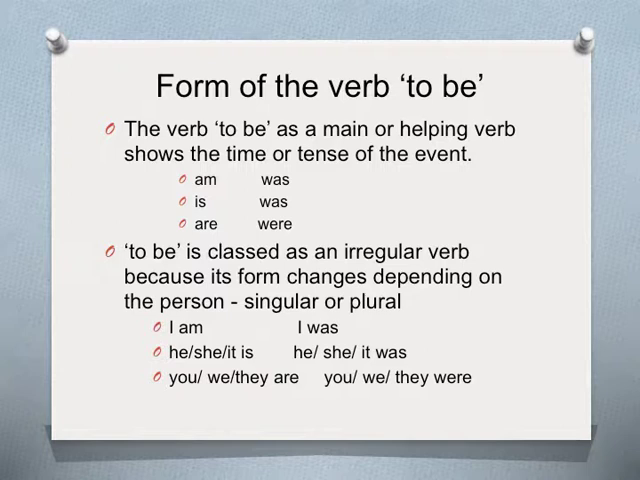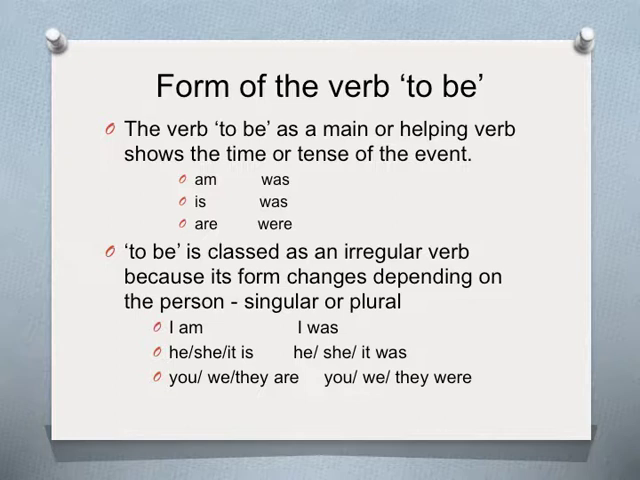Now we come to the form of the verb to be. The verb to be, either as a main or a helping verb, shows the time or tense of the event. And the form of the verb changes depending on whether it is present or past. So if we are talking about I, which again is rare in academic texts, we have am or was. Is very common in academic texts, as we saw, generally with a subject that could be it or some other noun. And the past of this is was, or if it is they or some plural subject, we have are or were.